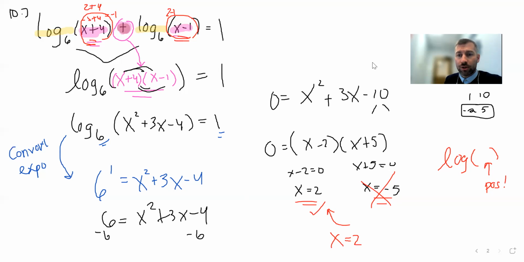Let's go through this process super quickly. I condensed my logs together by converting addition into multiplication of those arguments. The log didn't just disappear after the FOIL or box method. I had to convert to exponential form, 6 to the 1 equals, and then I solved by setting it equal to 0 and factoring. And of course we check because the inside needs to be positive.